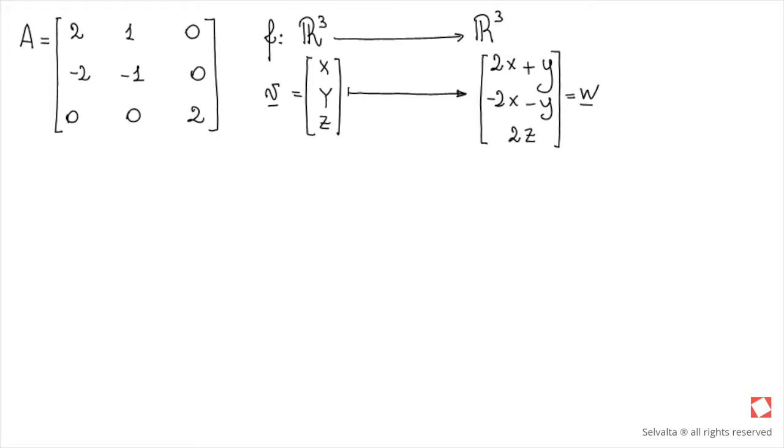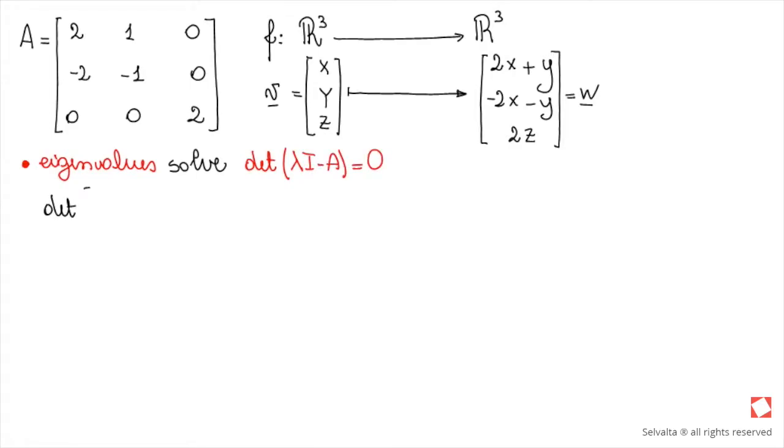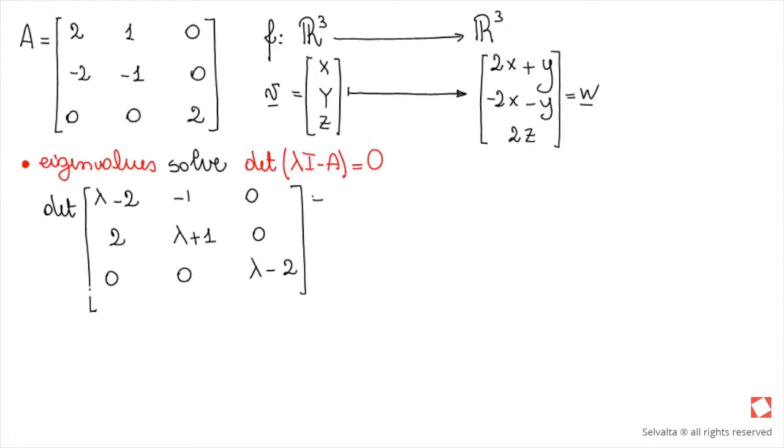As usual, we begin by searching for the eigenvalues. Eigenvalues solve the determinant of lambda I minus A equal to 0, that is the characteristic equation. Then we will have the determinant of lambda minus 2, minus 1, 0 in the first row, 2, lambda plus 1, 0 in the second row, and 0, 0, lambda minus 2 in the third row. This calculation has to get 0. Of course, I will search for the determinant.